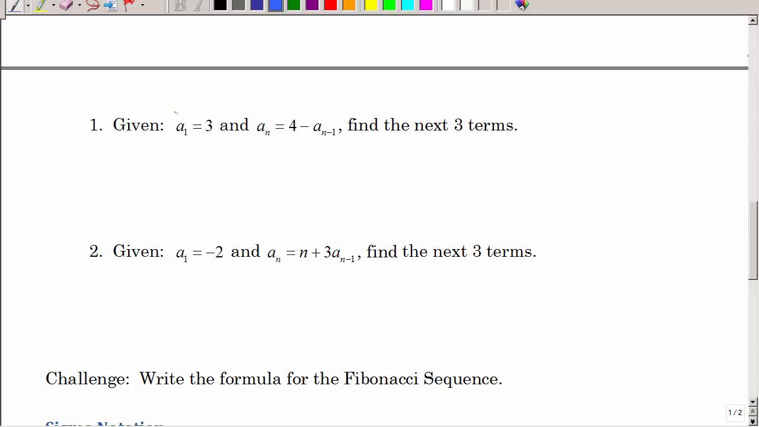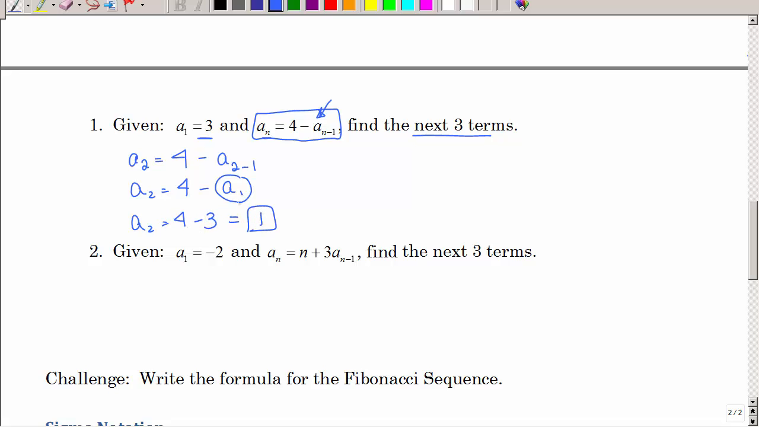So on this one, they tell us the first term is 3, and the subsequent terms are in terms of the previous one. I know that looks weird, so we know A1. Let's find the next 3 terms. So A2, using this formula, wherever there's an n, I'm going to put a 2. So 4 minus A2 minus 1. What does that mean? That's the first term. Do I know what the first term is? Yes, I do. It's 3. So the second term, I had to know the one before it.